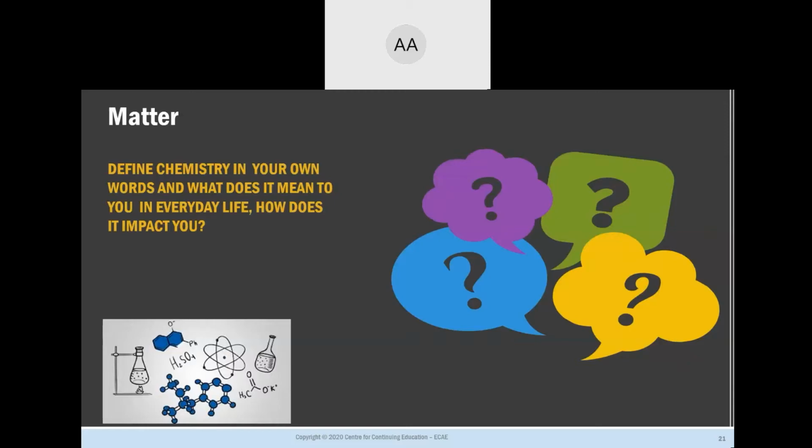Chemists can go into many different fields. You can be a chemistry lawyer. You can study chemical engineering. You can make fireworks if you want to. There's so many fields that you can go into with chemistry.